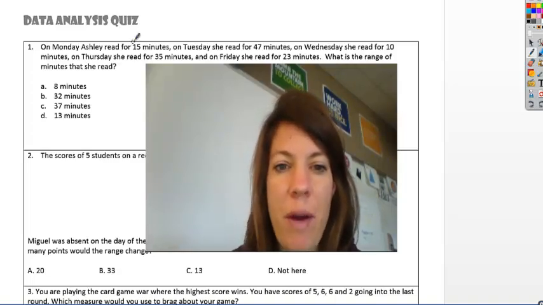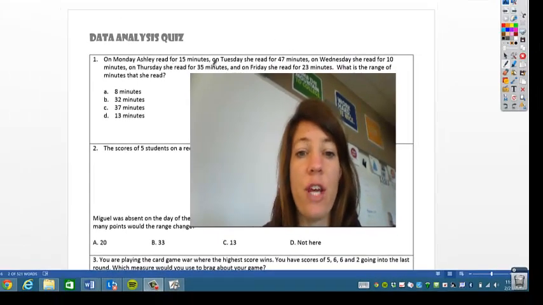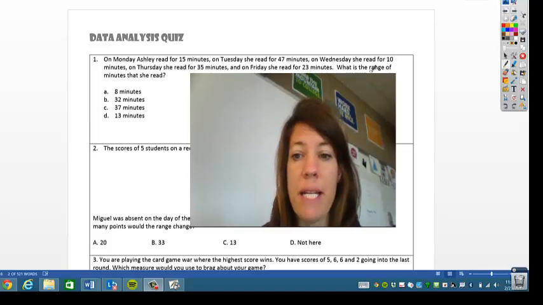On Monday, Ashley read for 15 minutes. On Tuesday, 47. On Wednesday, 10. On Thursday, she read for 35. And on Friday, she read for 23. What is the range of minutes that she read?